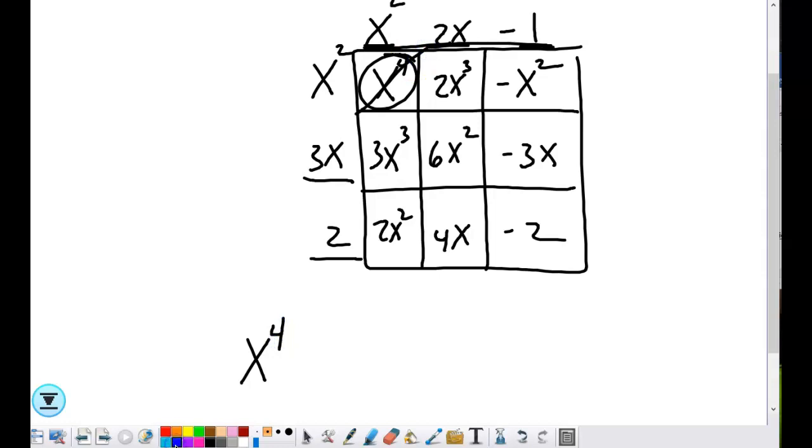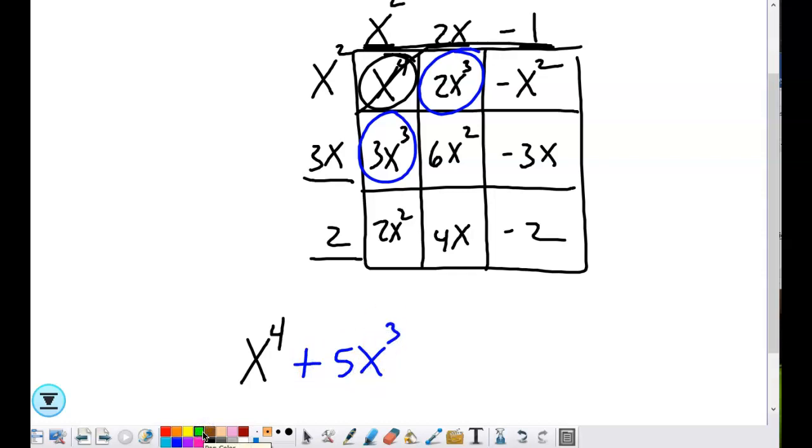The next thing I'm going to do is I'm going to look for any powers of 3. And I have 2 of those. I've got one here and here. So I'm just going to do some mental math and put them together now in my head. What's 3x cubed plus 2x cubed? Well, it's 5x cubed. Okay?